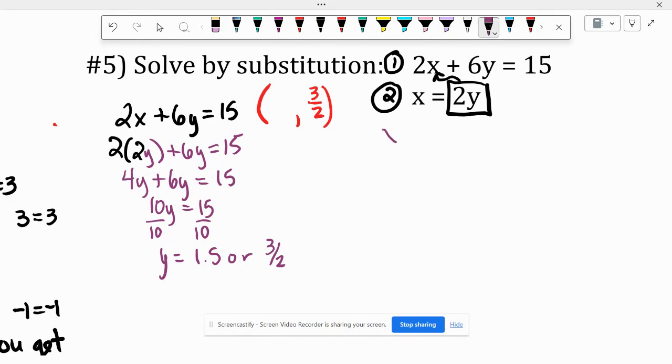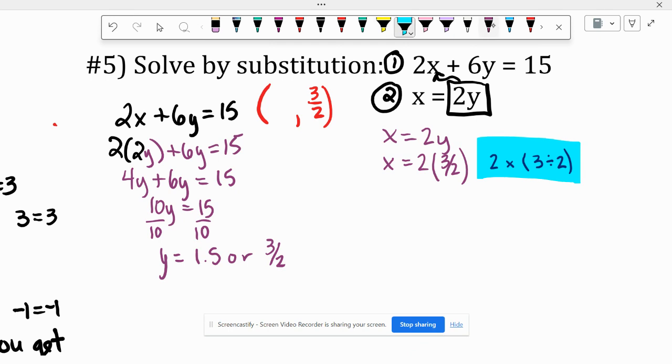Well, I'm just going to take x equals 2y and plug it in. X equals 2 times 3/2. In my calculator, that's just 2 times parenthesis 3 divided by 2, close my parenthesis. That's what I'm putting in my calculator. This is my calculator operation. Okay. And when you do that, you should get that x equals 3. Did we get that? Okay. Are we done?